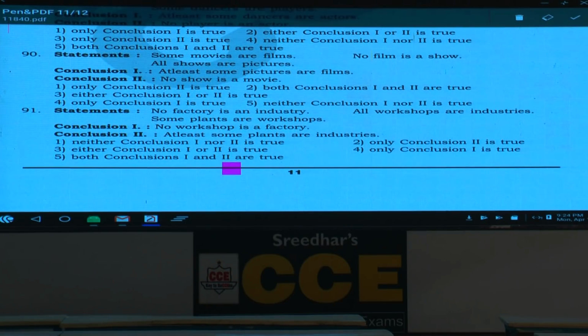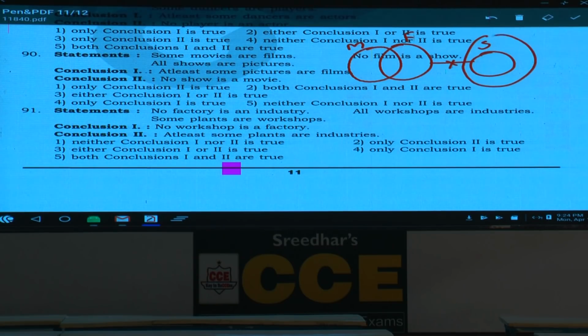Now in this question number 90, some of the movies are films, can be written like this. Some movies are films, and no film is a show. No film is a show means no intersection between film and show, and all shows are pictures. All these shows are pictures. This is the basic diagram. Hence with the help of this basic diagram, first one, some pictures are films. Some pictures are films, that is false. And next one, no show is a movie. No show is a movie is definitely true.